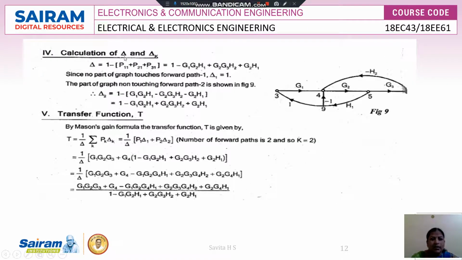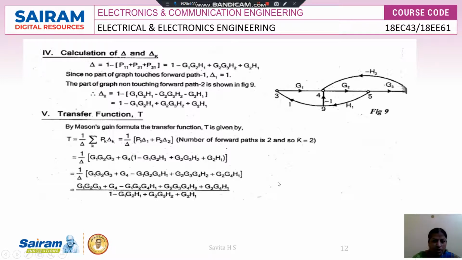So now we'll calculate the value of delta. Delta is nothing but 1 minus the sum of individual loops. Substitute all the loop values here, and there is no part of the graph that does not touch the forward path, so all are touching, which means delta 1 is equal to 1. Delta 2 is the part of the graph non-touching to the forward path. Delta is 1 minus G1 G2 H1 plus G2 G3 H2 plus G2 H1.